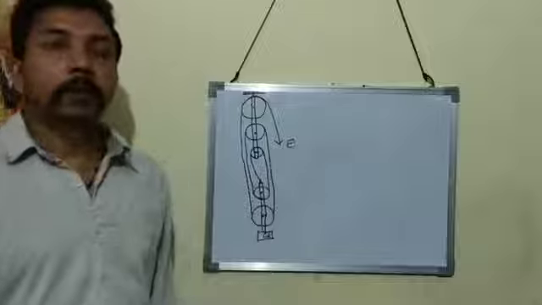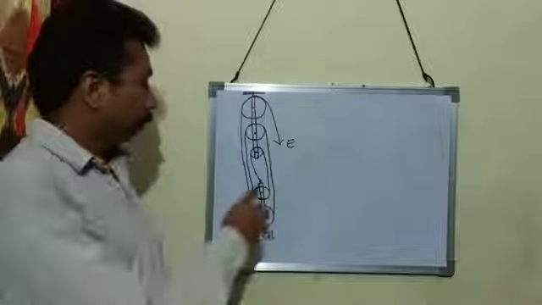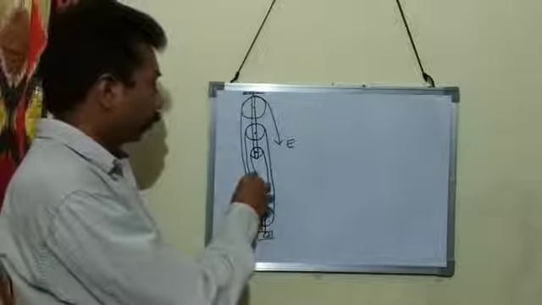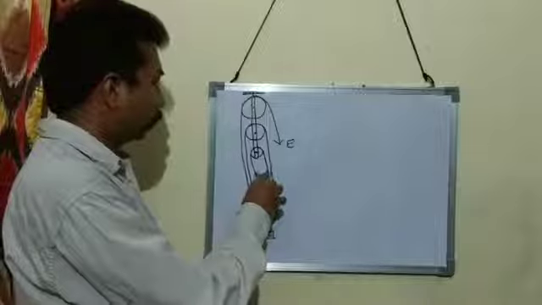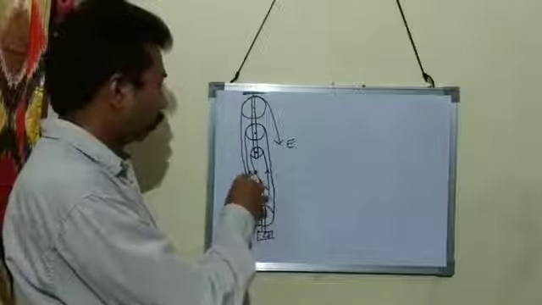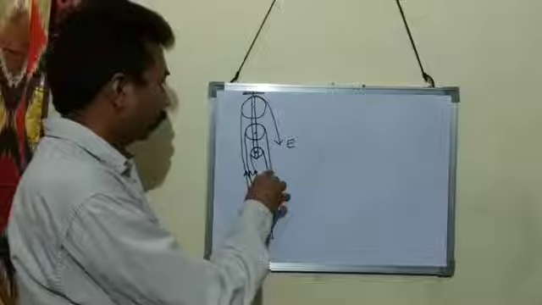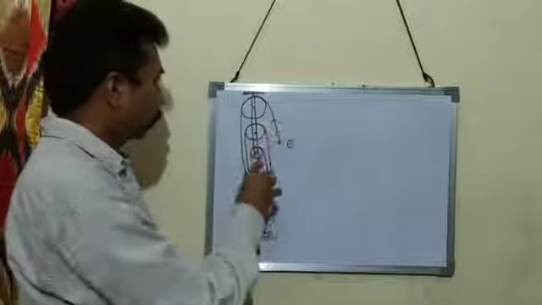So what is the force acting on the string? The force which is acting on the string is the tension force, which is opposite to the gravitational force.